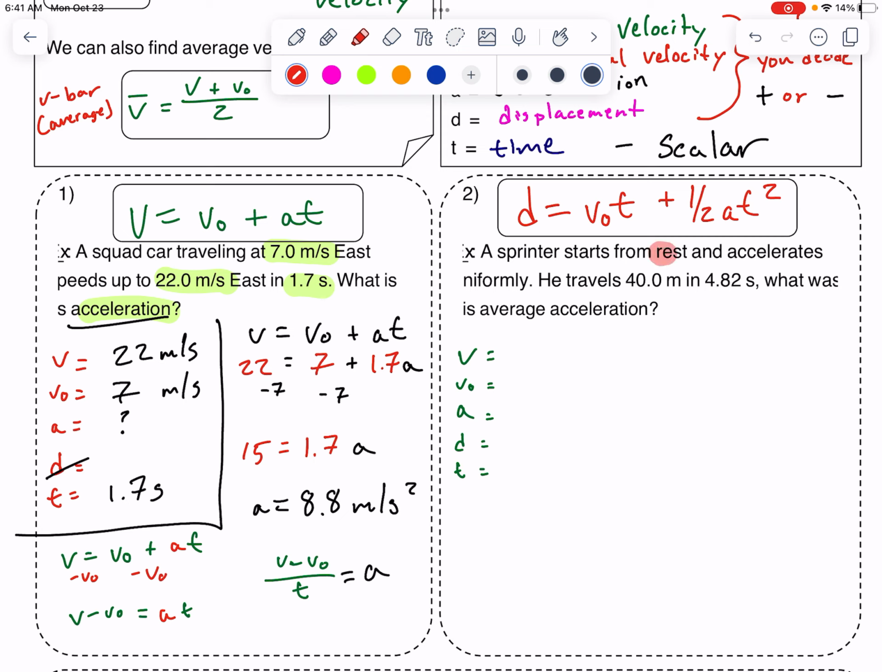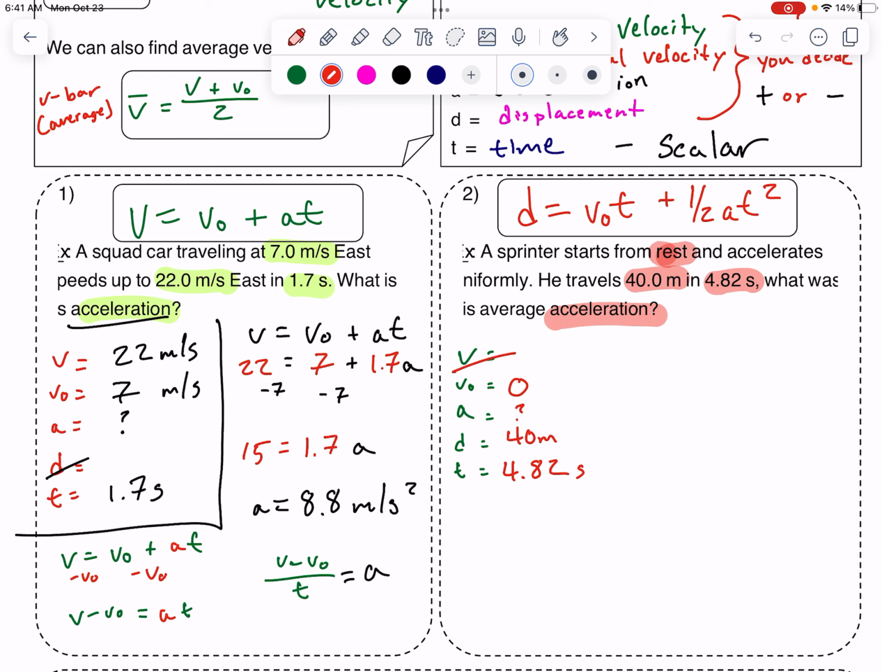Starting from rest. The sprinter ran 40 meters. What's the average acceleration? All right, interesting. So we're given that the sprinter starts from rest. So they're starting from 0. So at time 0, their initial velocity is 0. Now, this is going to make this equation a lot more manageable, and you'll see why here in a sec. We're also going to see that their motion happened all in about 4.82 seconds. Then we can see that they moved 40 meters. We're trying to find their acceleration.